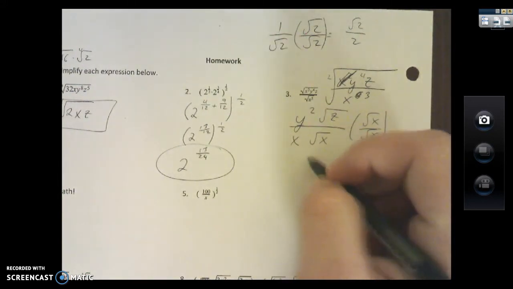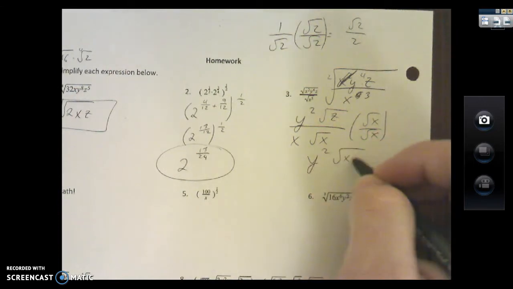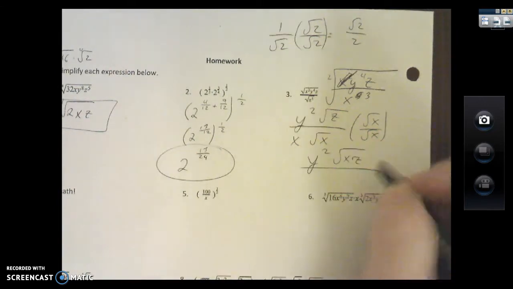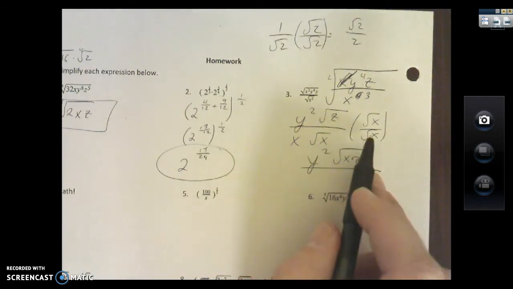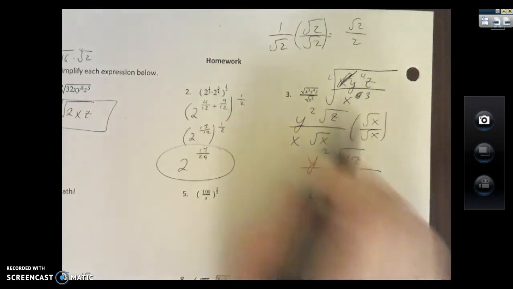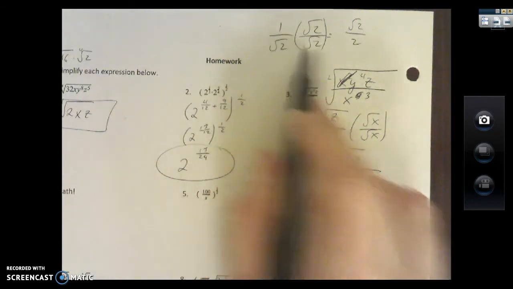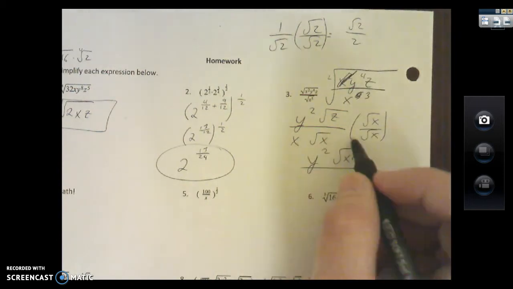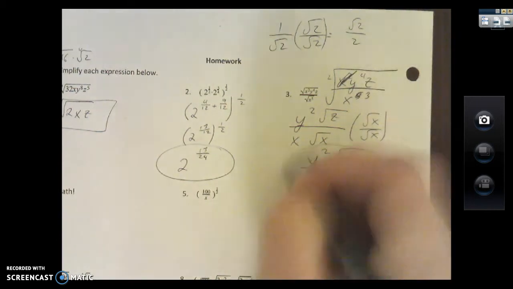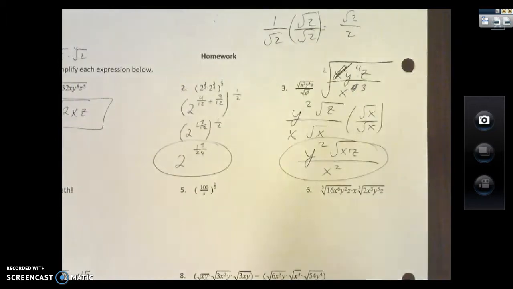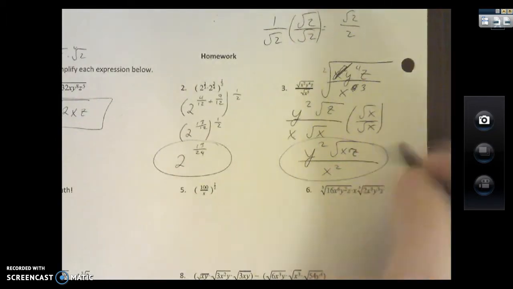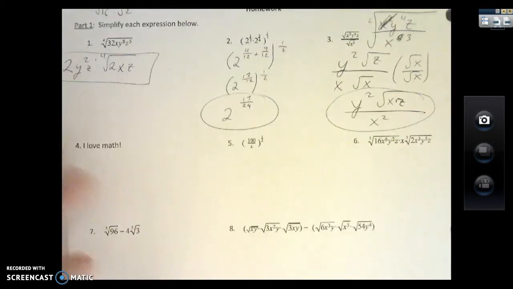Up top, I get y squared square root of xz. Down low, square root of x times square root of x is just x. Just like up top here, square root of 2 times square root of 2 is just 2. So now I have x times x squared. Okay, and that's supposed to be a z here, as terrible as that looks. Sorry about that. Okay, moving on.